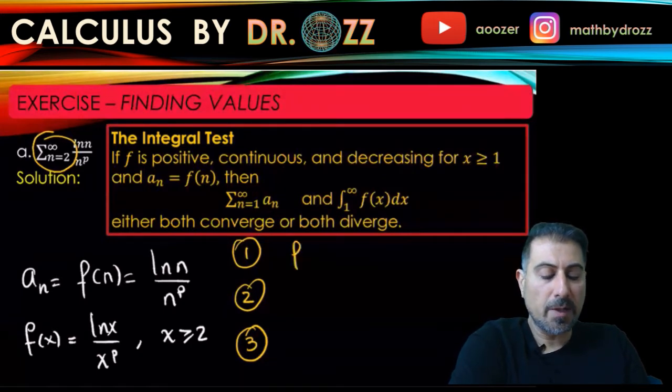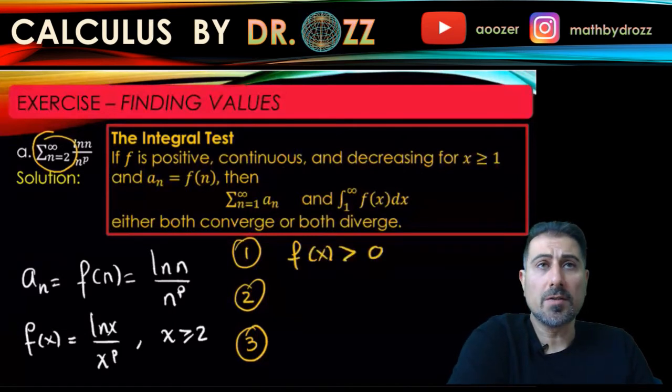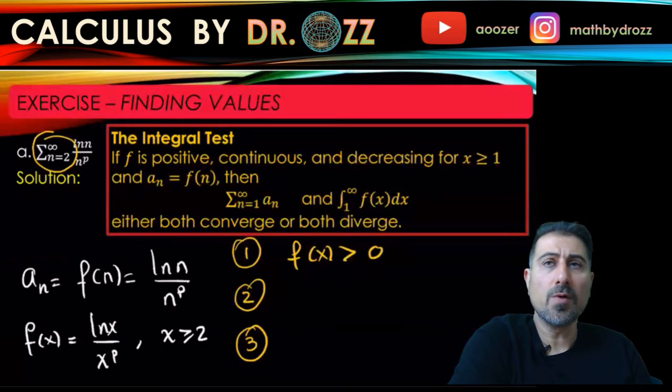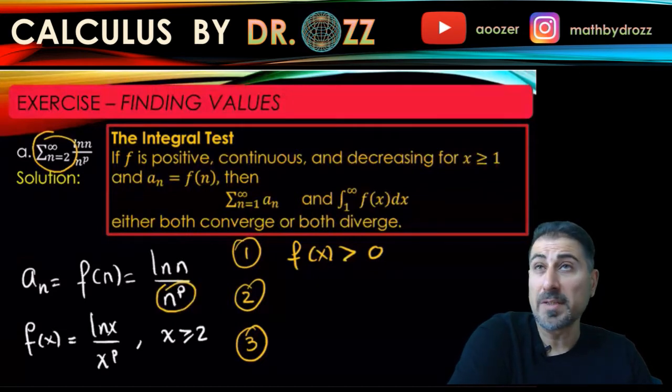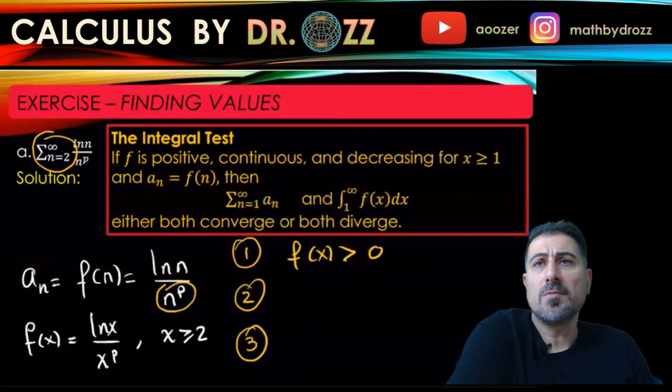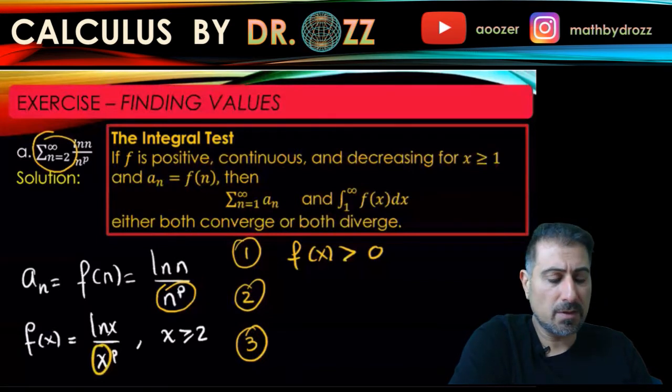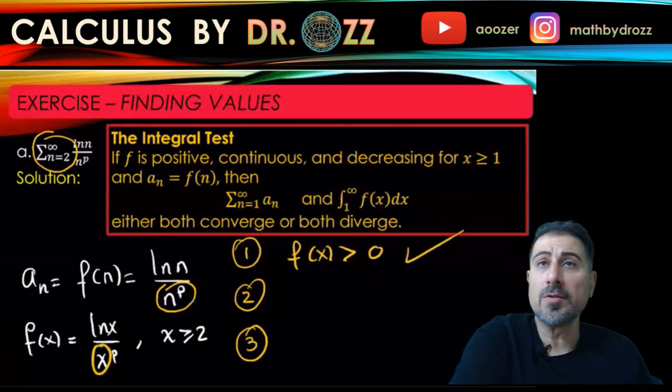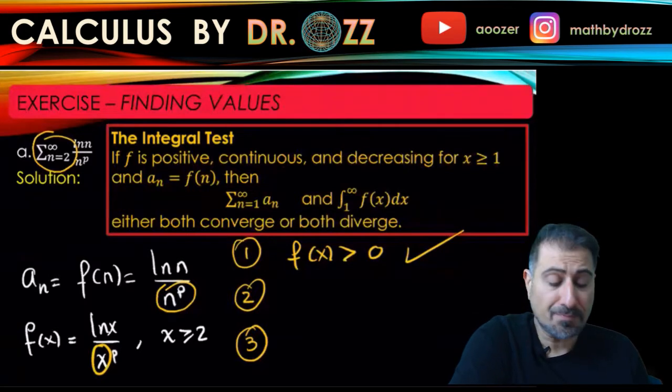is f(x) positive? Well, ln 1 is 0, and starting from 1 all the way to infinity, ln x is always positive, and the bottom is positive as well, no matter what p is, by the way. p is a power, it could be negative or positive, as long as here x is positive. So we are safe. The bottom is always positive, so you can conclude that f(x) is positive.